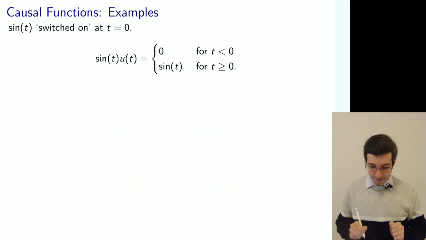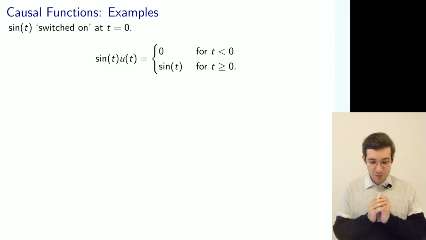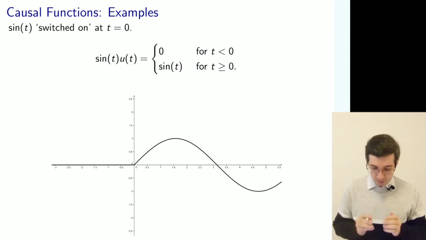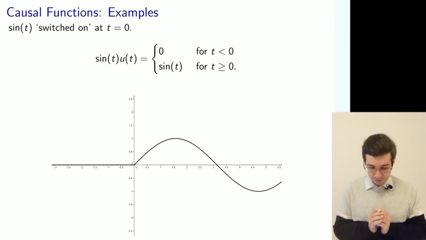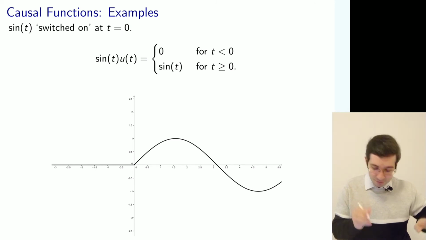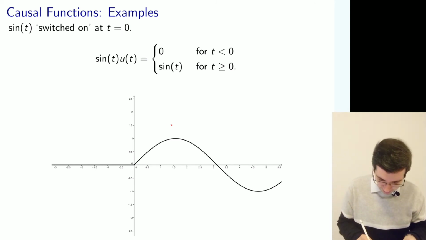Let's look at the example. So first let's look at the sine which was switched on at time 0. Well, then you would do as expected. You have the switched sine at time 0, so you ignore the part which was before time 0, so for negative time, but otherwise it's just a normal sine function. So just sine of t.